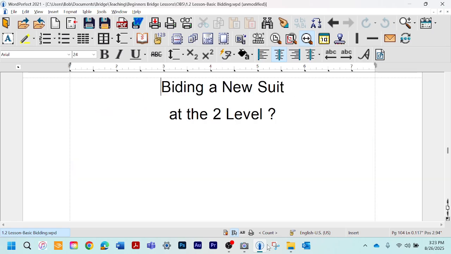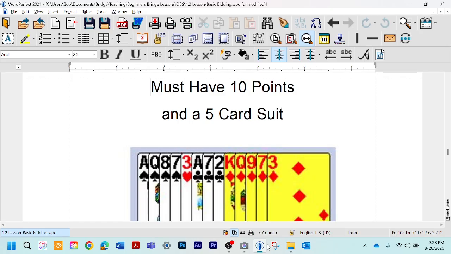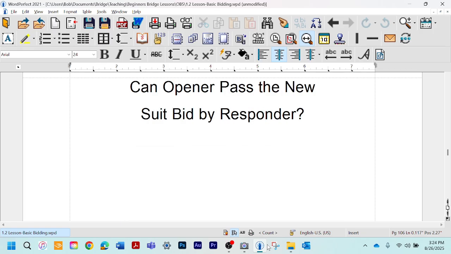Bidding a new suit at the 2 level. Here's the rule. In order to bid a new suit at the 2 level, it's got to be a 5 card suit and you've got to have 10 points. Just got to memorize that. So, let's say your partner opened a heart. Well, you obviously can't raise hearts because you only got one. And you can bid a spade or you can bid 2 diamonds because you have enough points to bid 2 diamonds. You have at least 10 points and a 5 card suit.